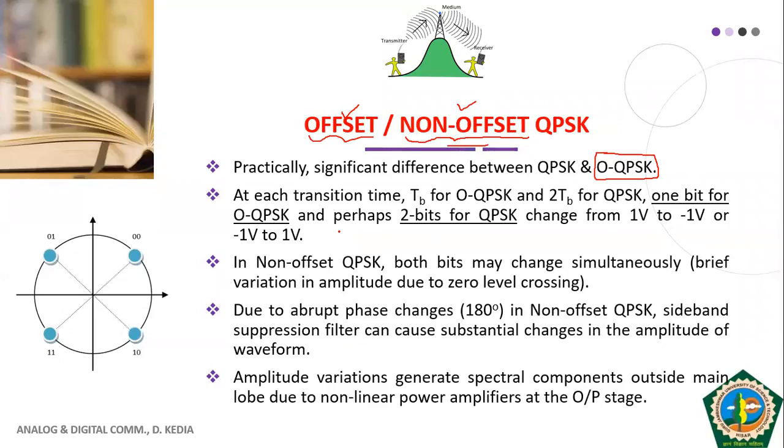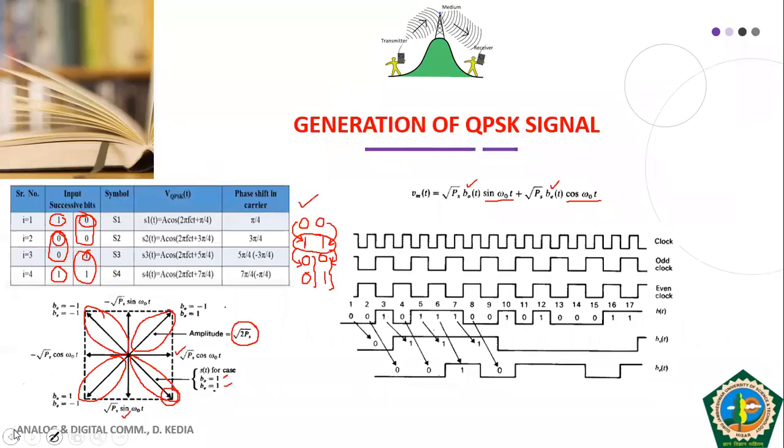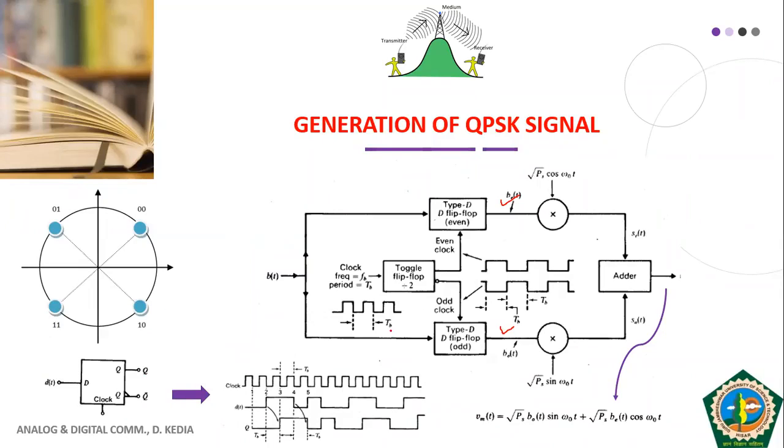The block diagram of QPSK modulator that we have seen, that is nothing but the offset QPSK. And we ensure that both bits do not change simultaneously by providing a delay in the even and odd bits. If we do not provide the delay, then I have to use one more D flip flop. If we do that, then whatever delay is there will be removed, and the even bits and odd bits clock will be produced simultaneously.